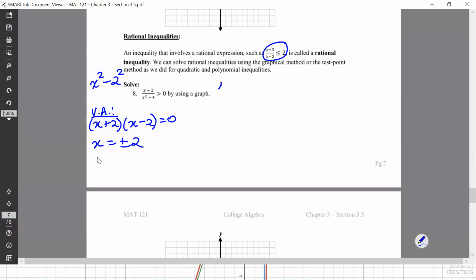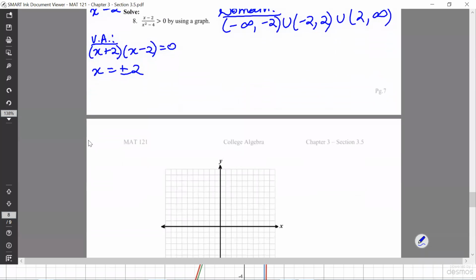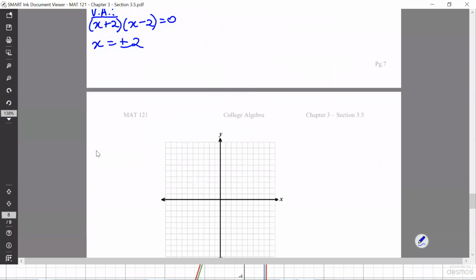So since we are talking about the graph, its domain, of course, then comes from negative infinity to negative 2, negative 2 to 2. Since you're leaving 2 numbers out, it's going to break it up into 3 intervals. Okay, so positive 2, negative 2.